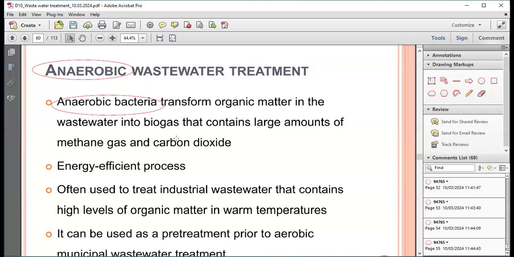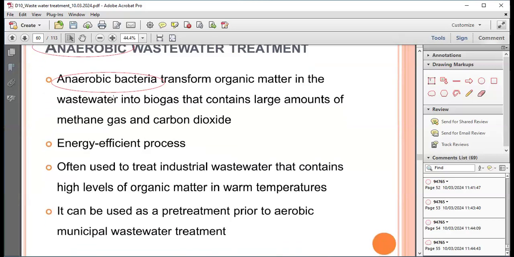Transform organic matter in the wastewater into biogas that contains large amounts of methane gas and carbon dioxide. It is an energy efficient process, often used to treat industrial wastewater that contains high levels of organic matter in warm temperature. It can be used as pre-treatment prior to aerobic municipal wastewater treatment. Okay.